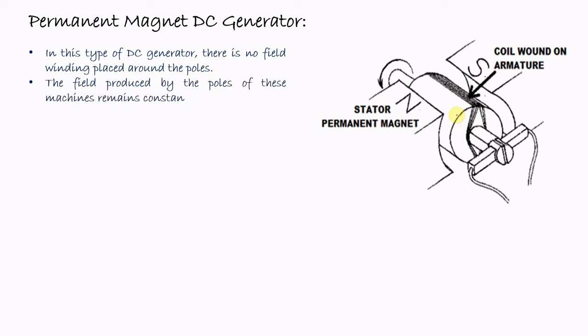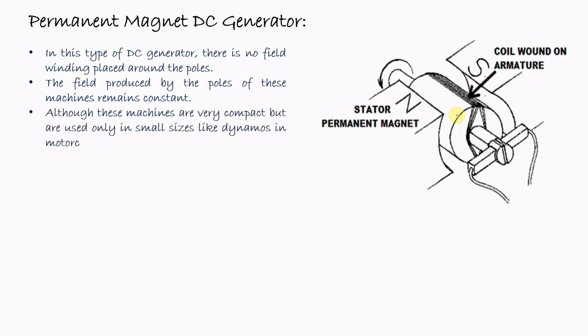The field produced by the poles of these machines remains constant as it is not an electromagnet, so there is no chance of increasing or decreasing the magnetic field. Therefore, it is almost considered a constant. Although these machines are very compact, they are used only in small sizes like the dynamo in motorcycles, because here the strength of the magnetic field is not very high. Therefore, big machines or high rated machines cannot be developed using a permanent magnet.